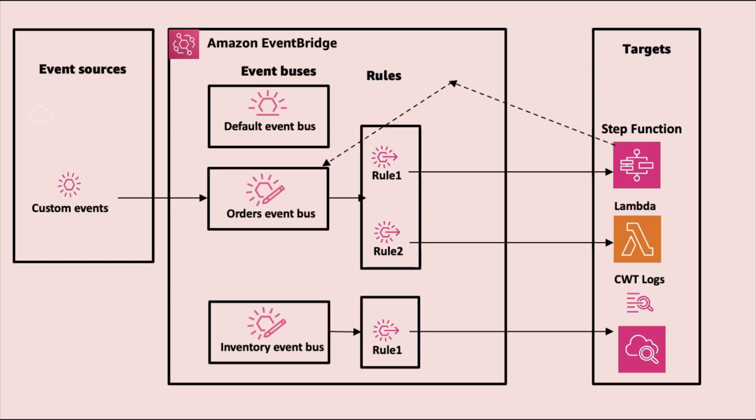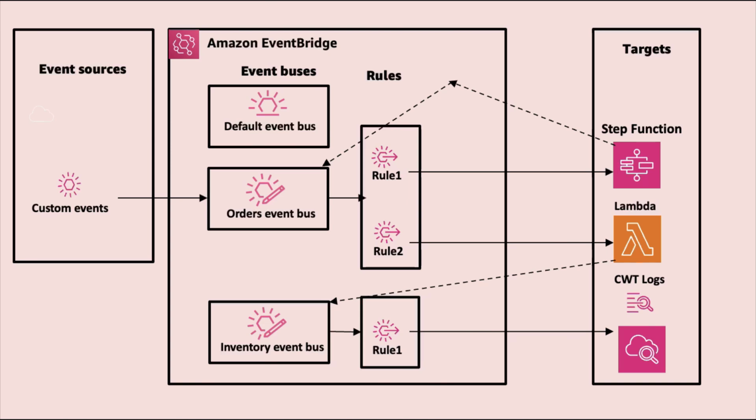Now, when the new event comes from the Step Function to the orders event bus, the second rule gets triggered, and this is where the Lambda runs. The Lambda will process the event and send an event back to a different bus, which is inventory. In the inventory event bus, we have one more rule, configured for CloudWatch log groups. So this is how the Lambda destination is connected to the inventory event bus, which is automatic, so we don't have to write any code.